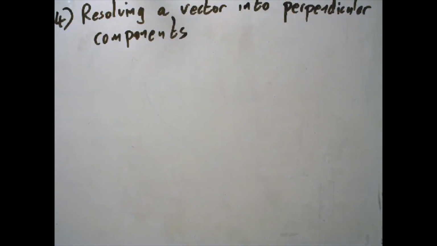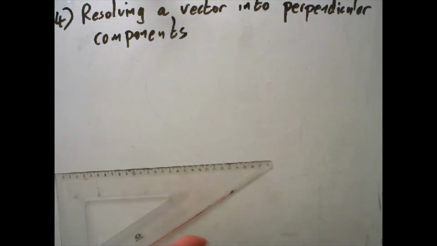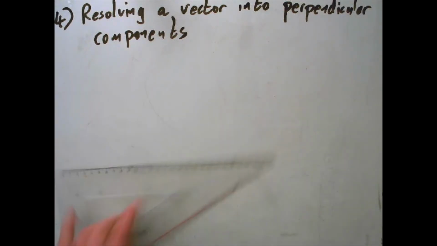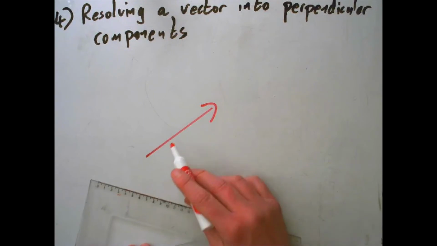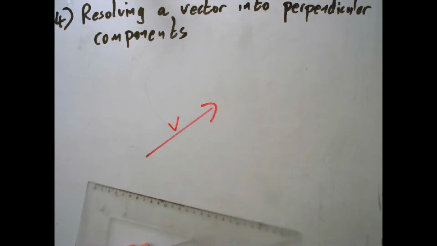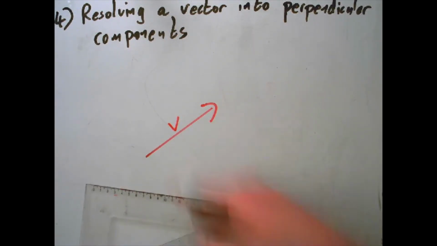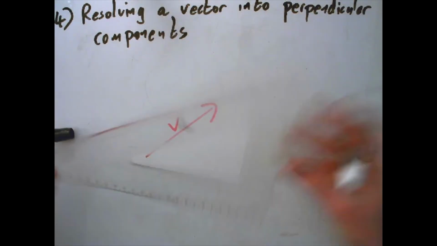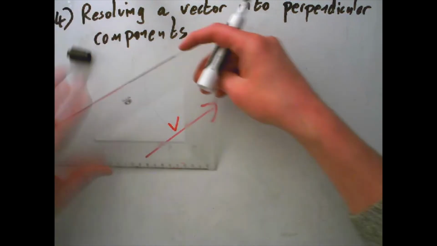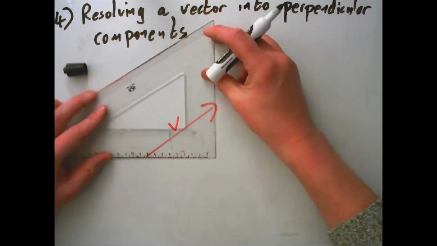And while you can resolve a vector into any two components, it's not terribly useful to just do it into random ones. So let's say that's the resultant vector we're talking about again. It's called V. It's much more useful instead of putting it into two random vectors, to put it into two vectors that are at right angles to each other.